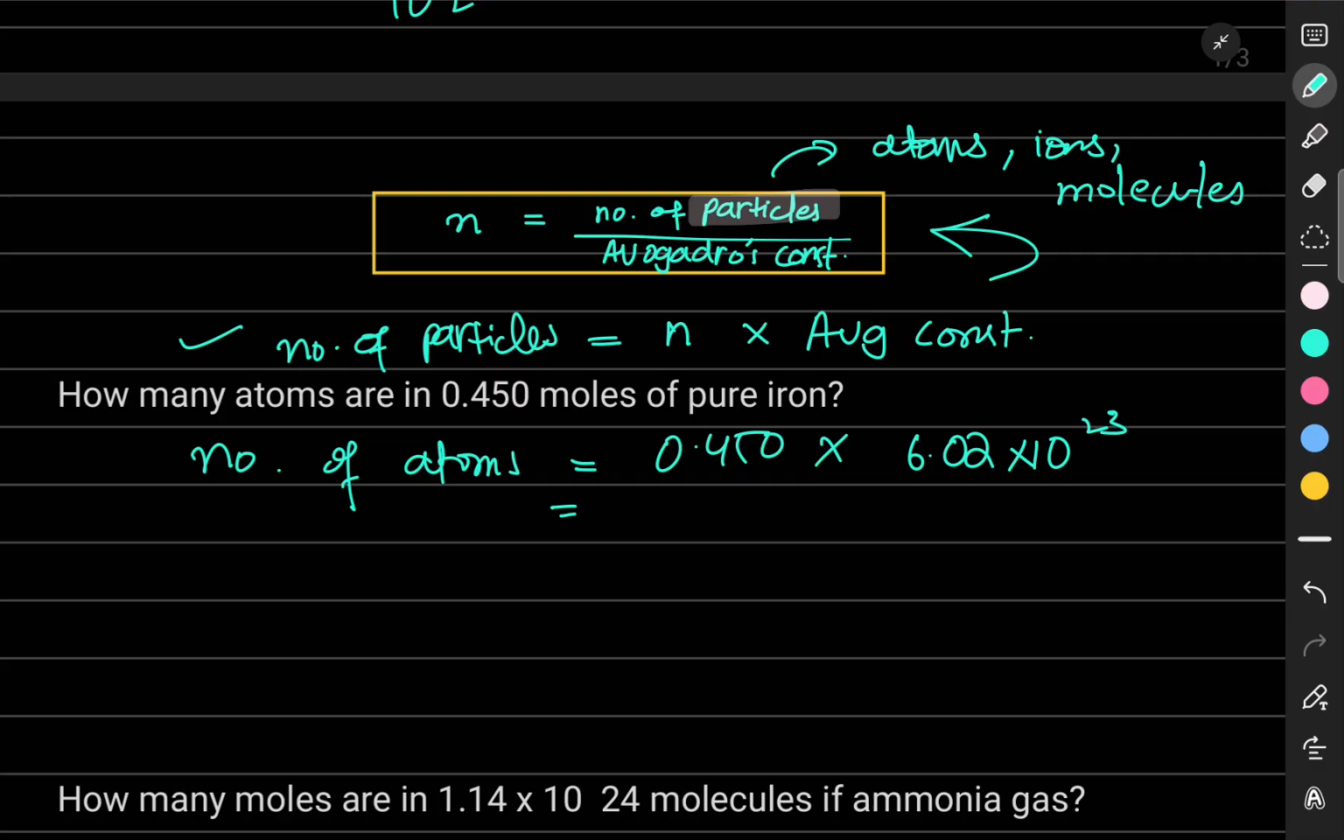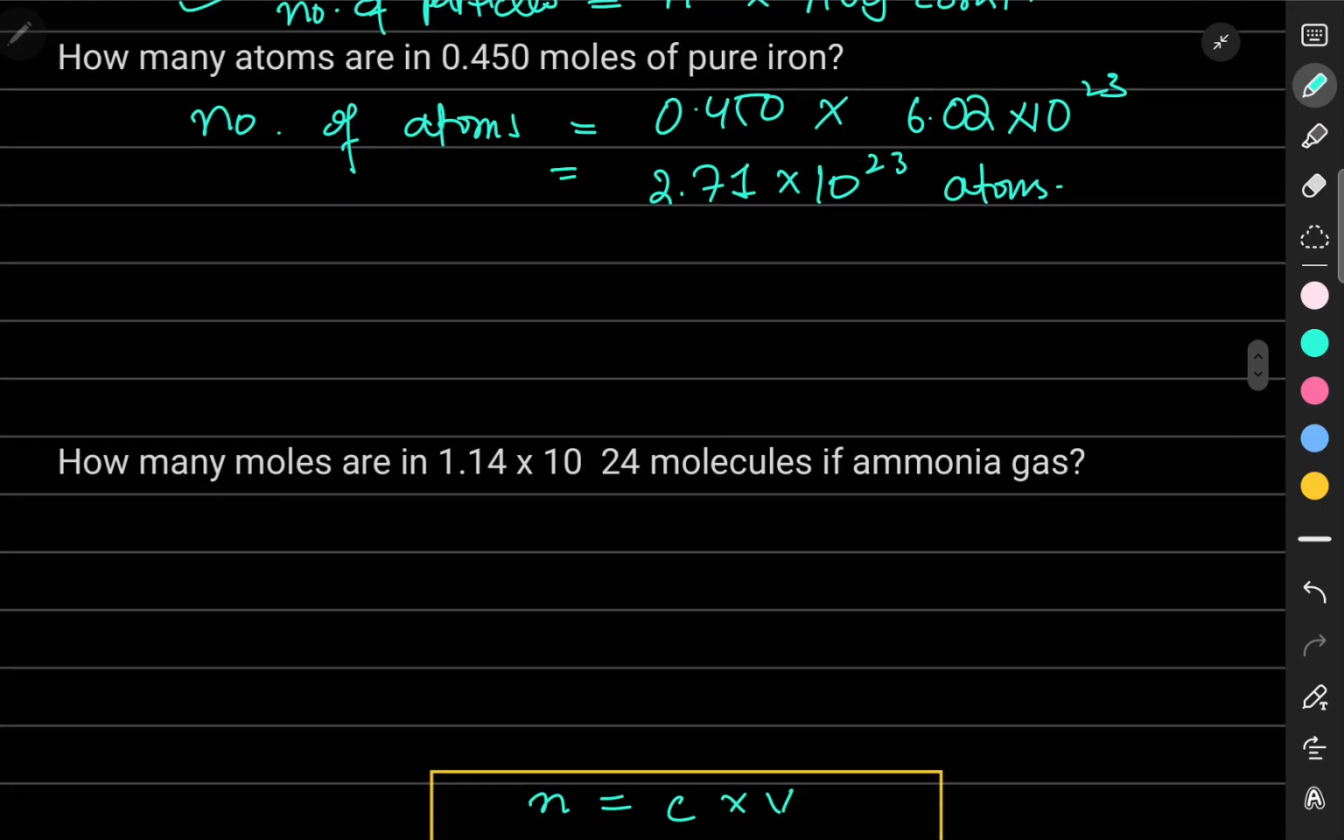That is 2.709. So I can round it off to this, 10 to the power 23 atoms. If the question said molecules, you'd write molecules here. If it said ions, you'd write ions here. Moving on to the next question.